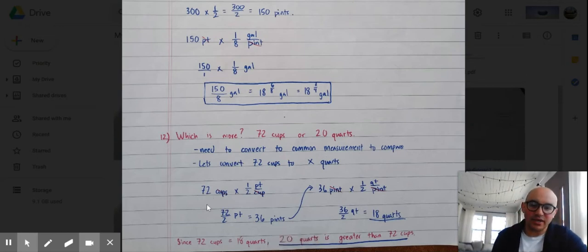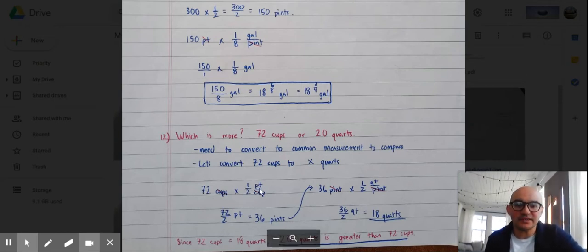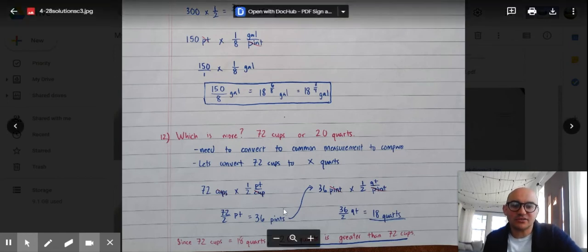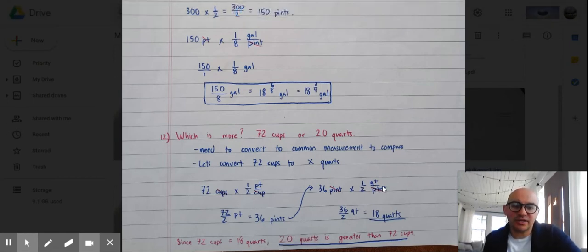I use the unit rate of 1/2 of a pint per cup times 72 cups. I get 36 pints. Okay, so 36 pints, but I'm not done. Follow my arrow here. I'm trying to guide your thinking. Then I've got pints, but I still need to go to quarts. So I need to remember that there's a unit rate of 1/2 quart per pint. So I take this 36 pints, and I multiply it by this unit rate of 1/2 quart per pint.